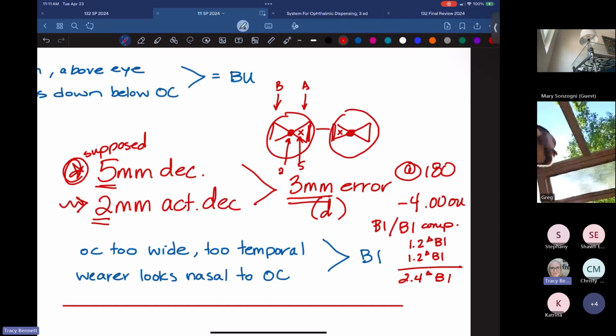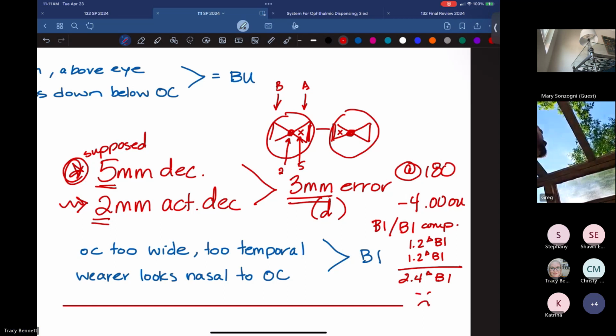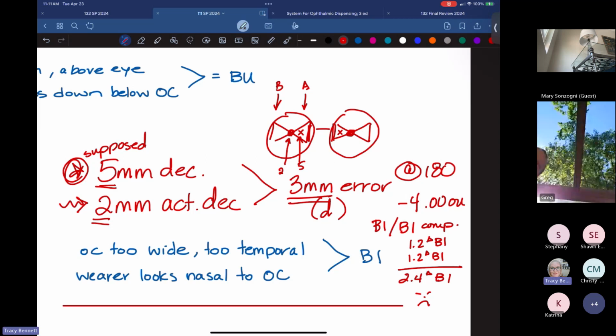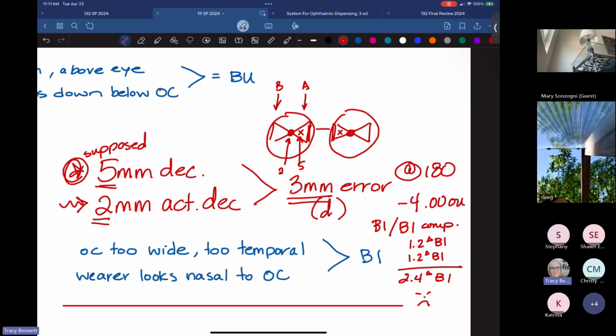And this would be very bad. We would definitely not dispense this. Because we had 3 millimeters in error in each eye. So the total error was 6, of course, right? And ANSI allows us to be off by how many millimeters in the PD?